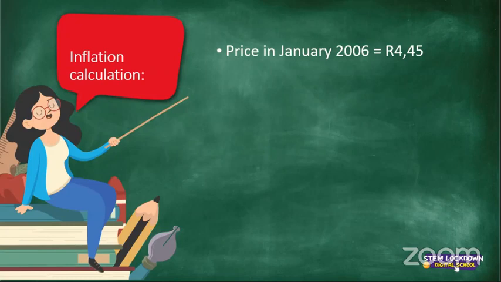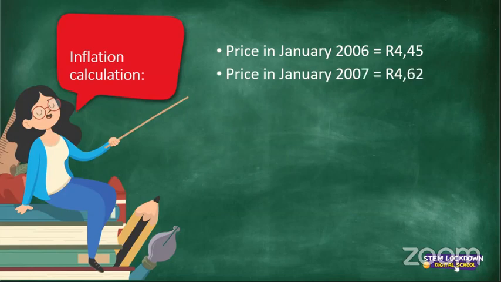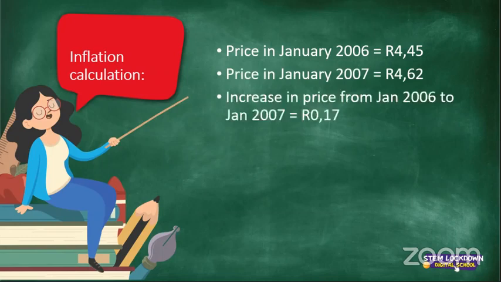The price in January 2006 was 4 rands 45 cents. Price in January 2007 was 4 rand 62 cents. The increase in price from January 2006 to January 2007 was 0.17. How did I find that answer? It is the new price minus the old price. So it's 4 rand 62 minus 4 rand 45. That's how we calculated that.